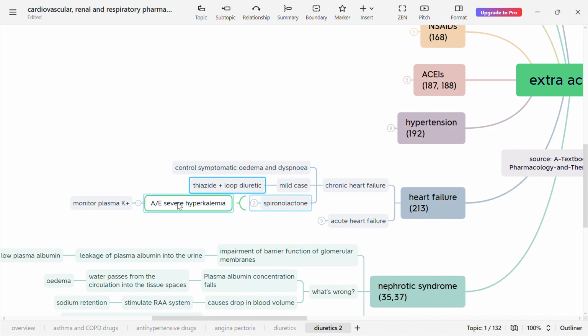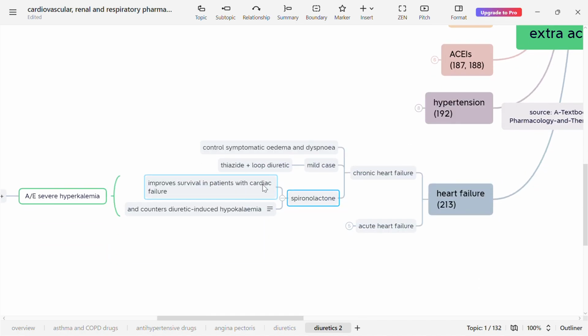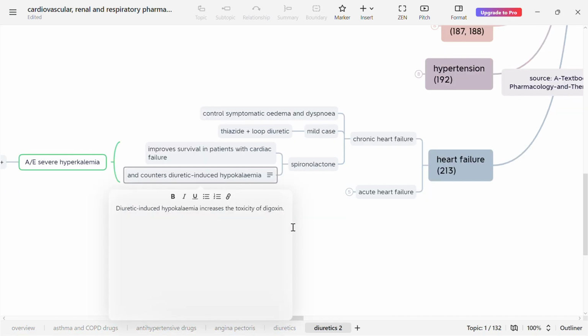Another drug that we can use is spironolactone, which helps to improve survival in patients with cardiac failure and counters diuretics-induced hypokalemia. So we have a note here: diuretics-induced hypokalemia increases the toxicity of digoxin. So we have to be careful also.